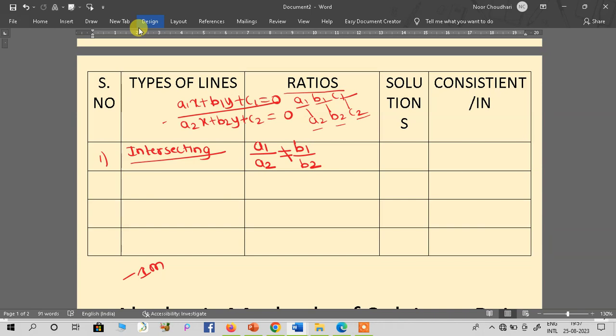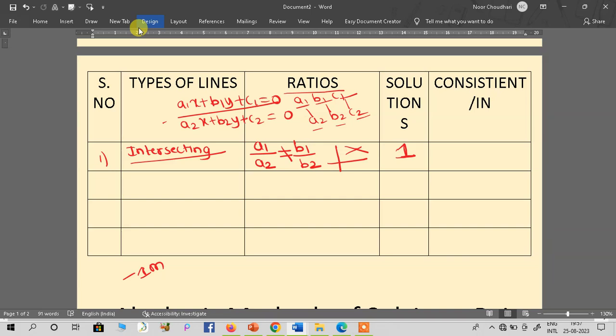So the next column is solutions. Intersecting lines look like this type. So it passes through only one point. So how many solutions? One solution. So it gives one solution.